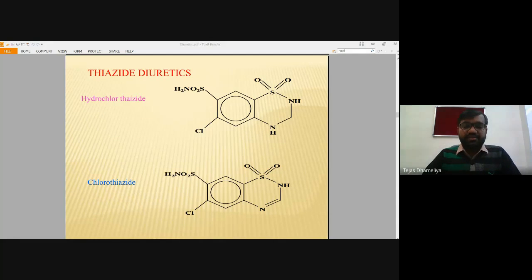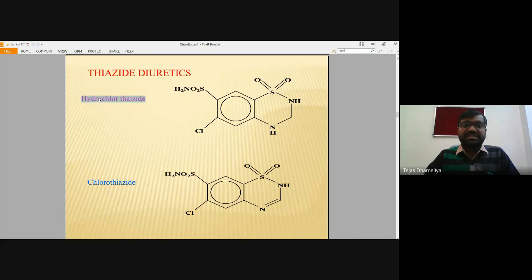Thiazide diuretics. So, as the name suggests, thiazide. These are the substances which contain a thiazine ring in their structure, and basically it is a cyclic sulfonamide. As you can see, SO2NH2 is there, but it is part of a ring. That's why it is termed as cyclic sulfonamide. And hydrochlorothiazide and chlorothiazide are the substances which are known for this.